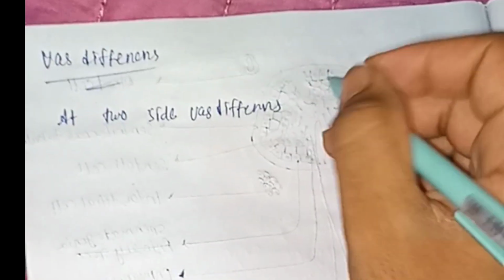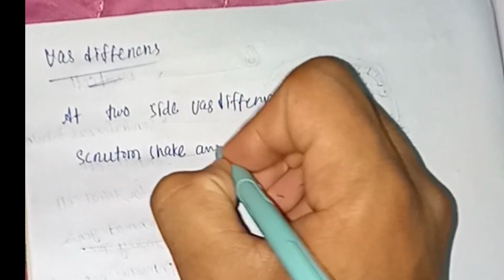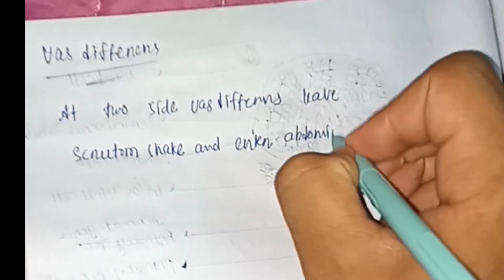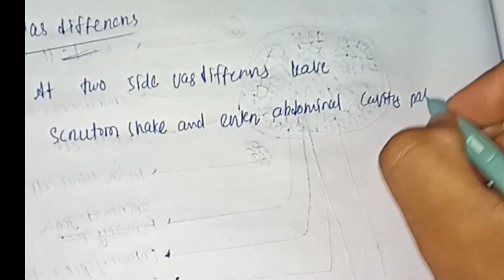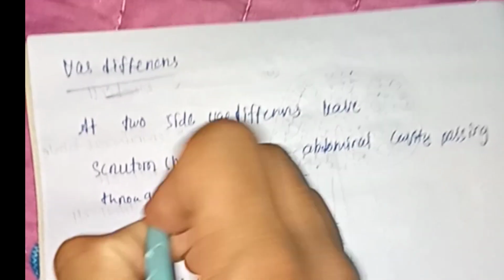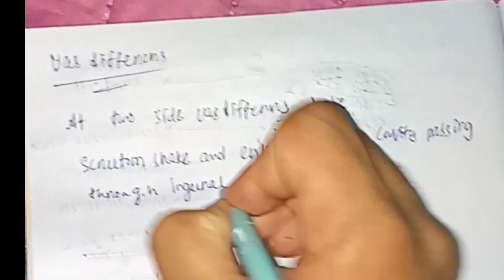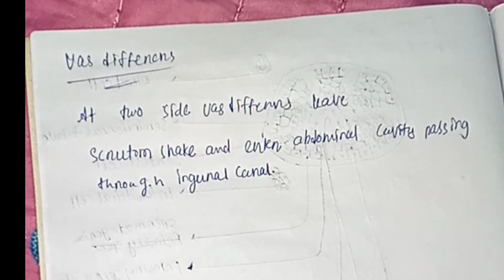Leave the scrotum sac and enter the abdominal cavity by passing through the inguinal canal, right? The sperm next is the sperm which is stored in the epididymis and transported into the abdomen through the vas deferens and released into the ejaculatory duct. And this is the process of how sperm passes through the urethra.